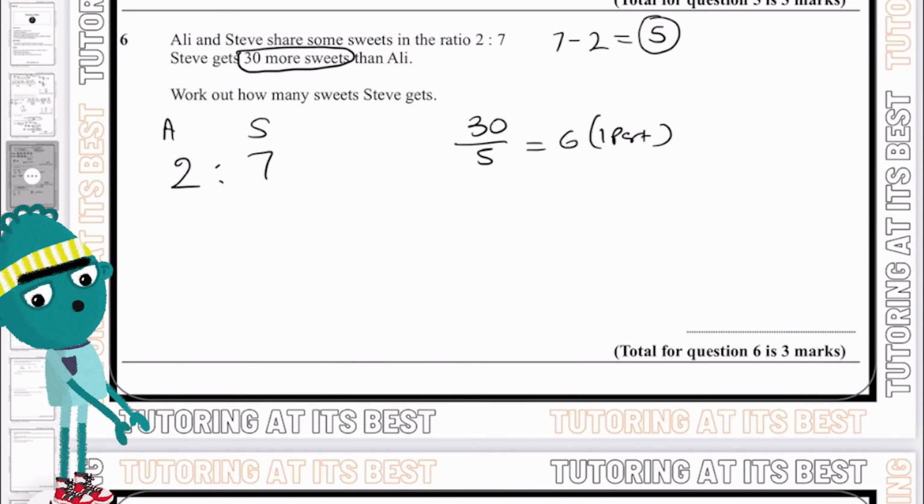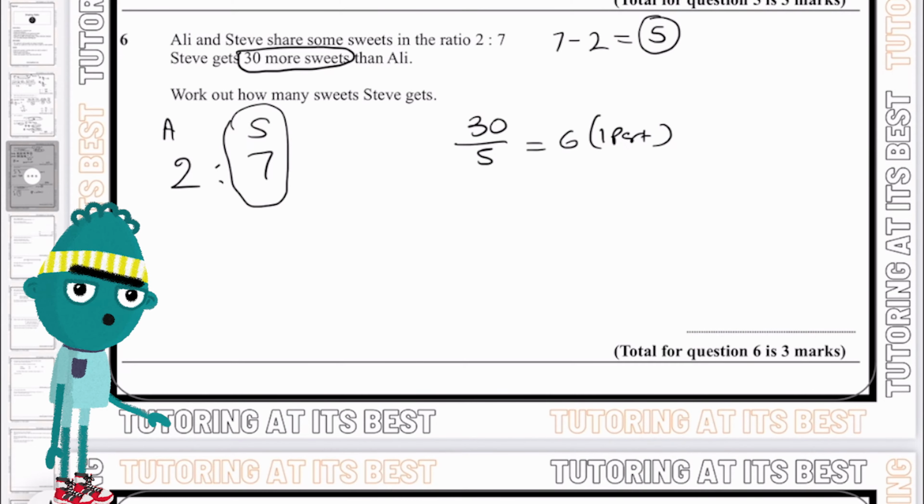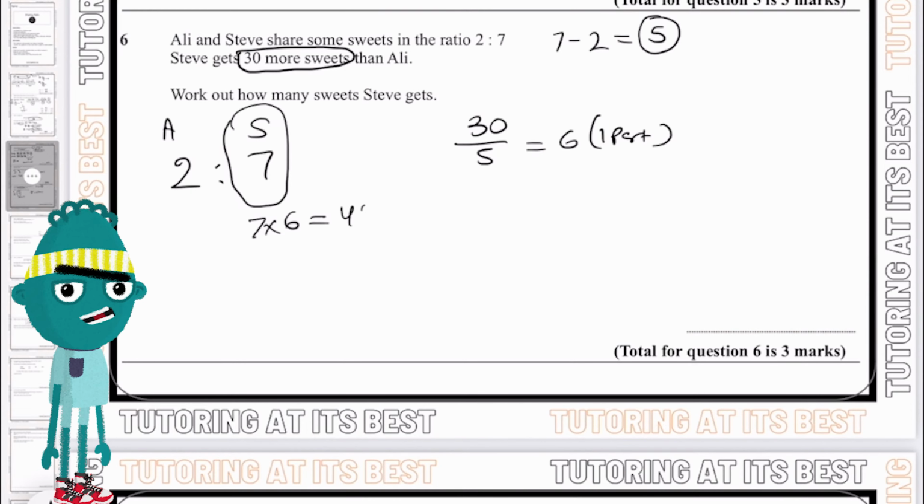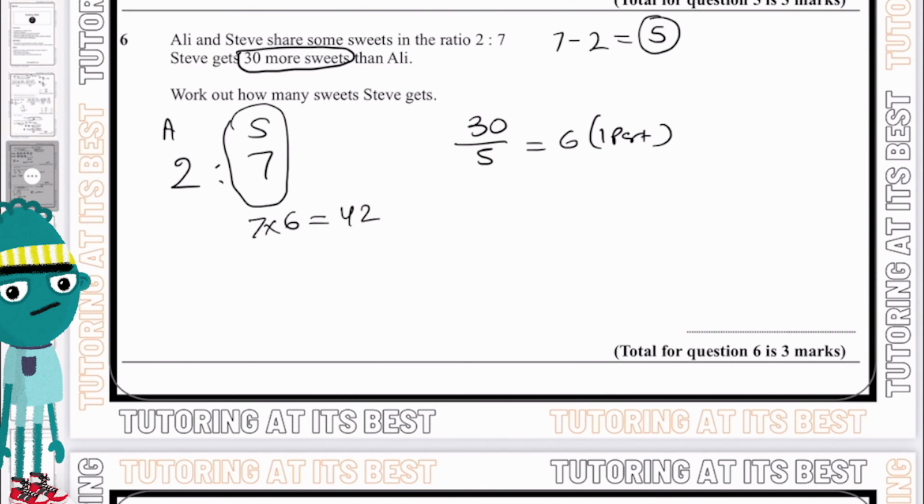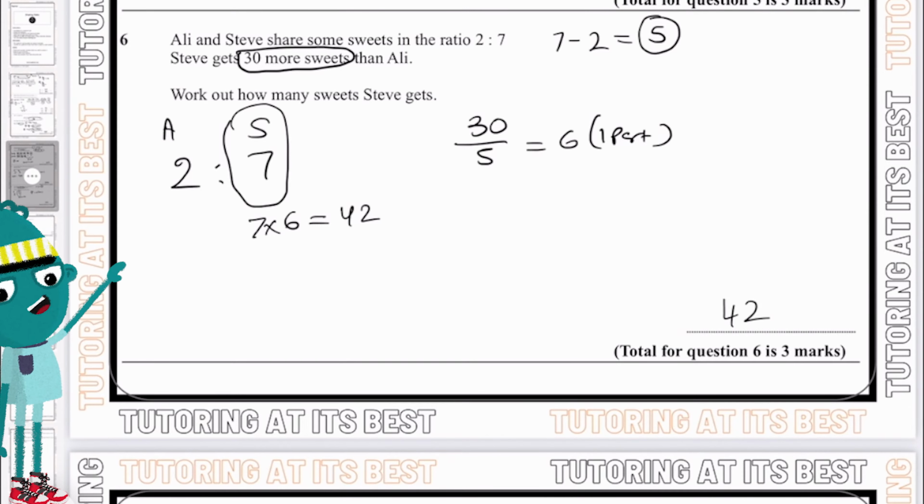We're then going to go ahead and multiply this by 7, because that is what Steve has. So 7 times 6 is 42. So now we know that Steve gets 42 sweets.